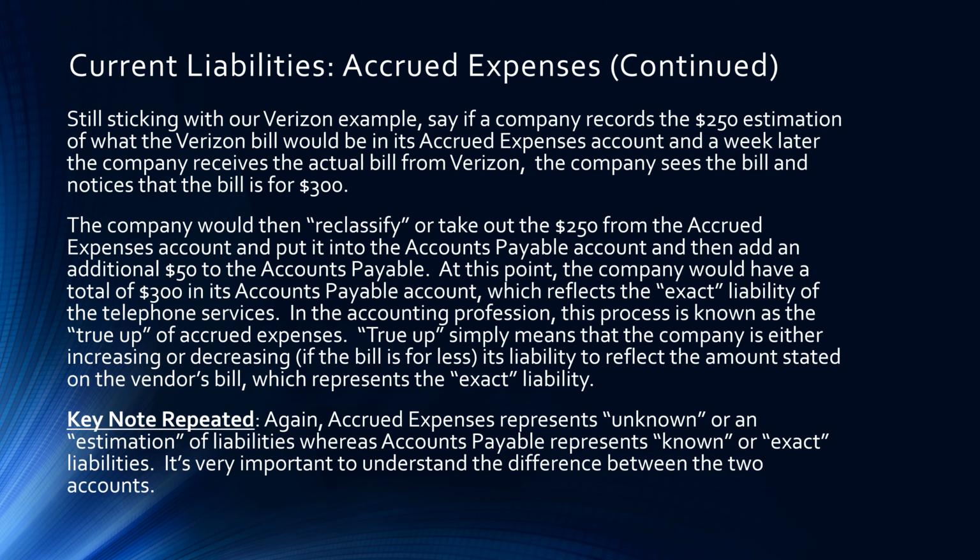In the accounting profession, this process is known as the true-up of accrued expenses. And true-up simply means that the company is either increasing or decreasing its estimated liability to reflect the amount stated on the vendor's invoice, which represents the exact liability. So a key note repeated here is, again, accrued expenses represents unknown or an estimation of liabilities, whereas accounts payable represents known or exact liabilities.